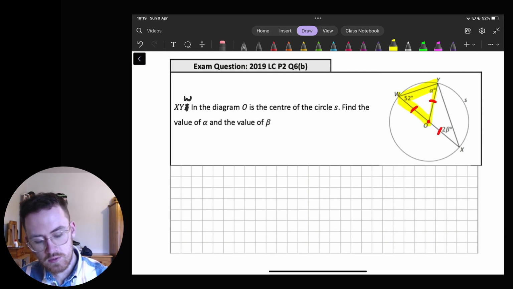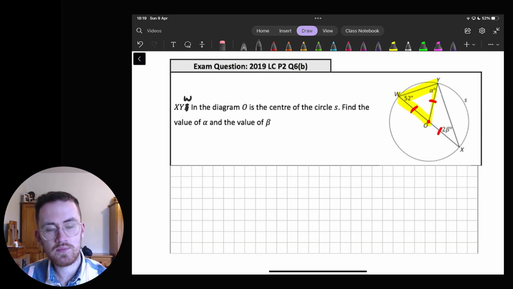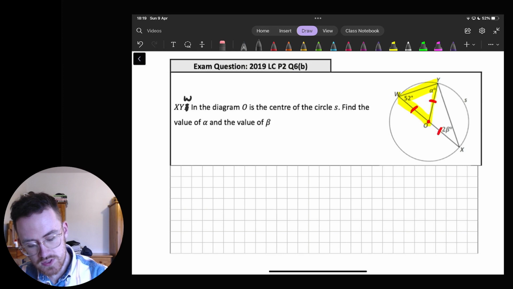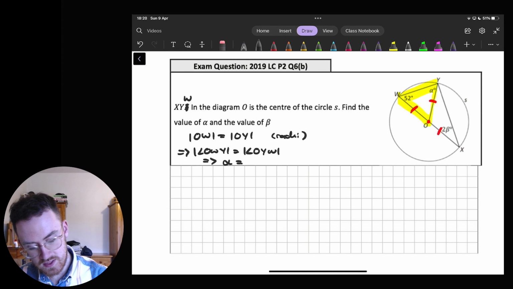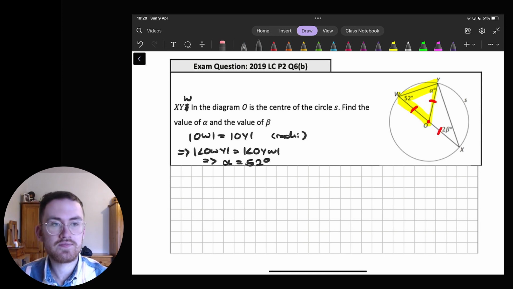So if we focus on this yellow part here, this triangle that I've shaded in yellow, those two sides are equal, so we can make note of that. OW is equal to OY, and that's because they're radii. And what that means is that the angle OWY is equal to the angle OYW, and that of course means that alpha is 52 degrees. So alpha is going to be 52 degrees, and that's because they're both radii, so they have to be the same as each other.